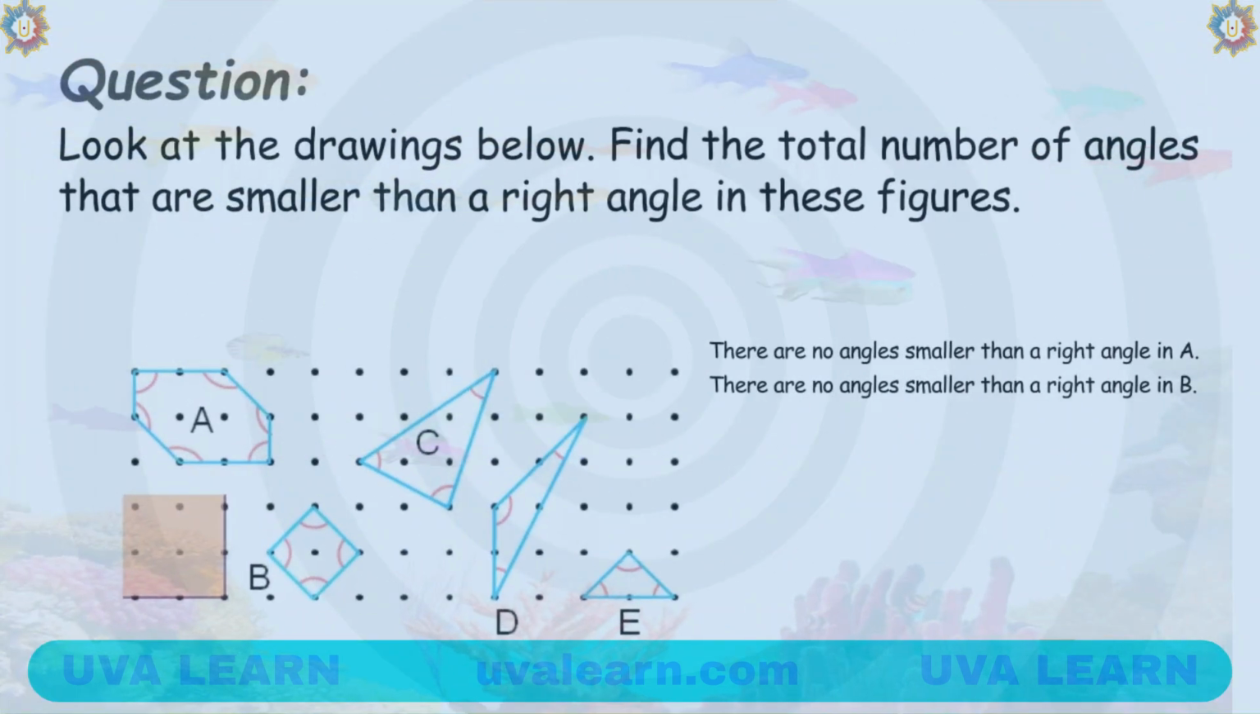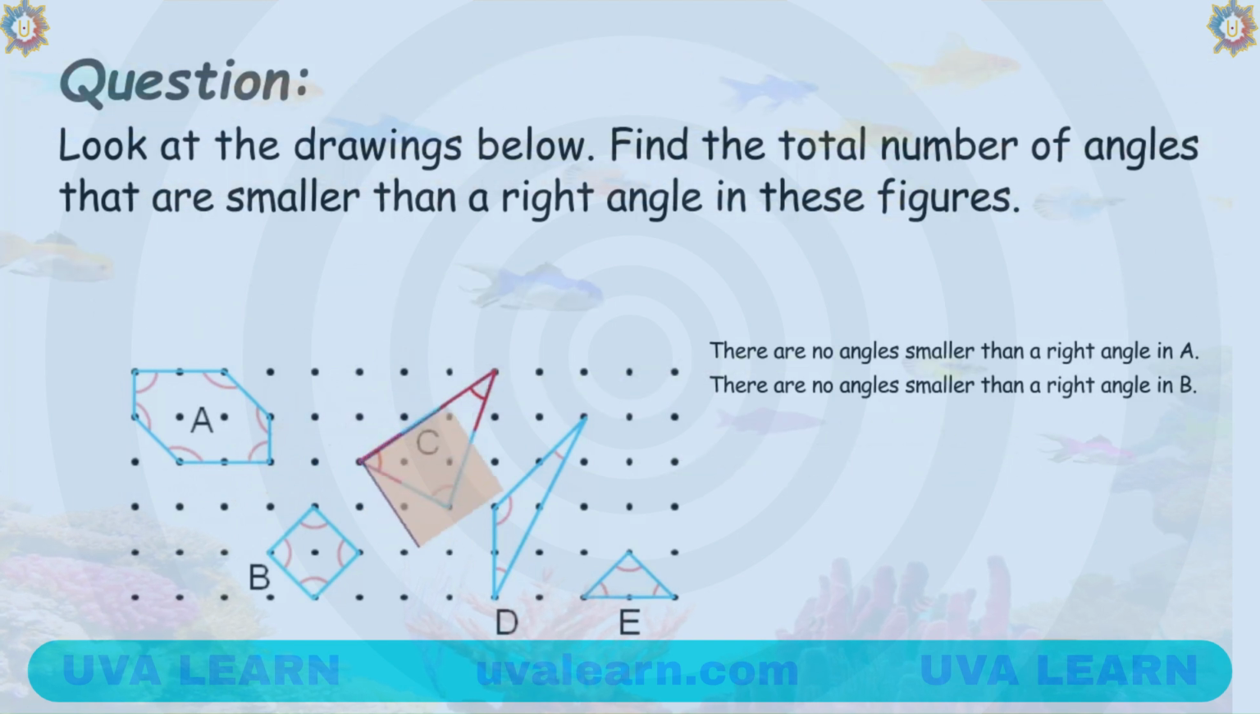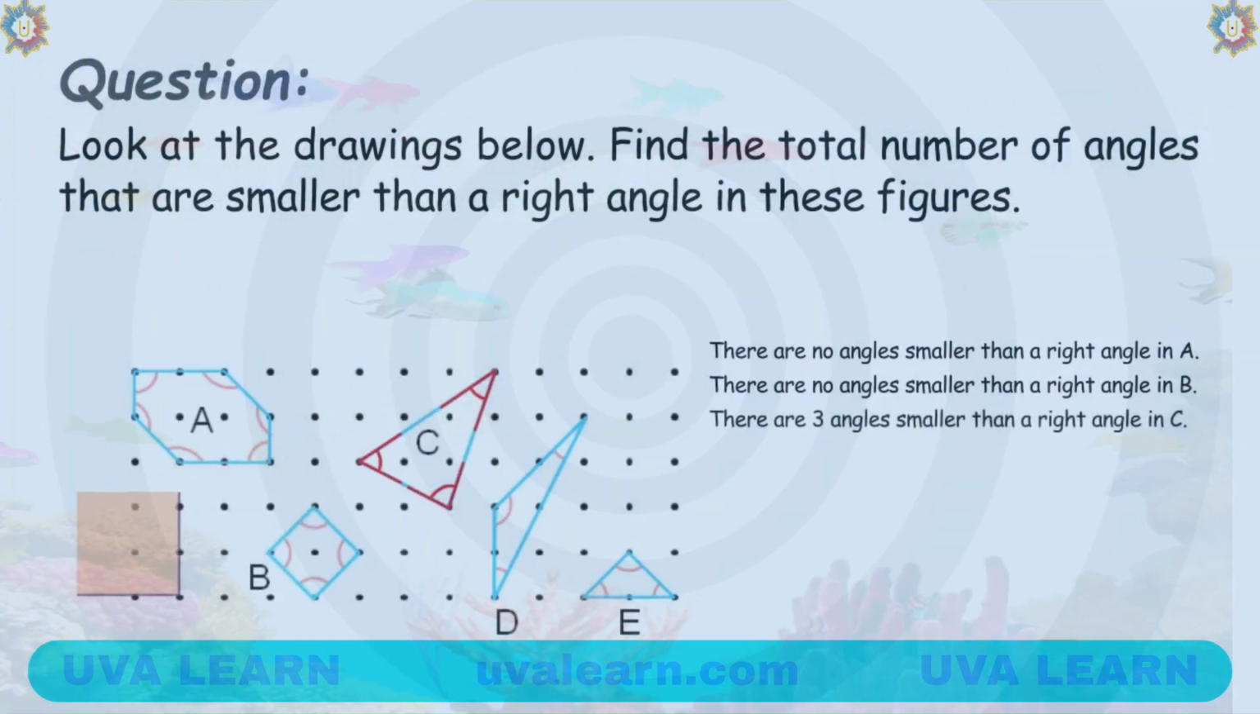Let's look at drawing C. How many angles are smaller than a right angle? 1, 2, and 3. Yes, there are 3. All the angles in drawing C are smaller than a right angle.